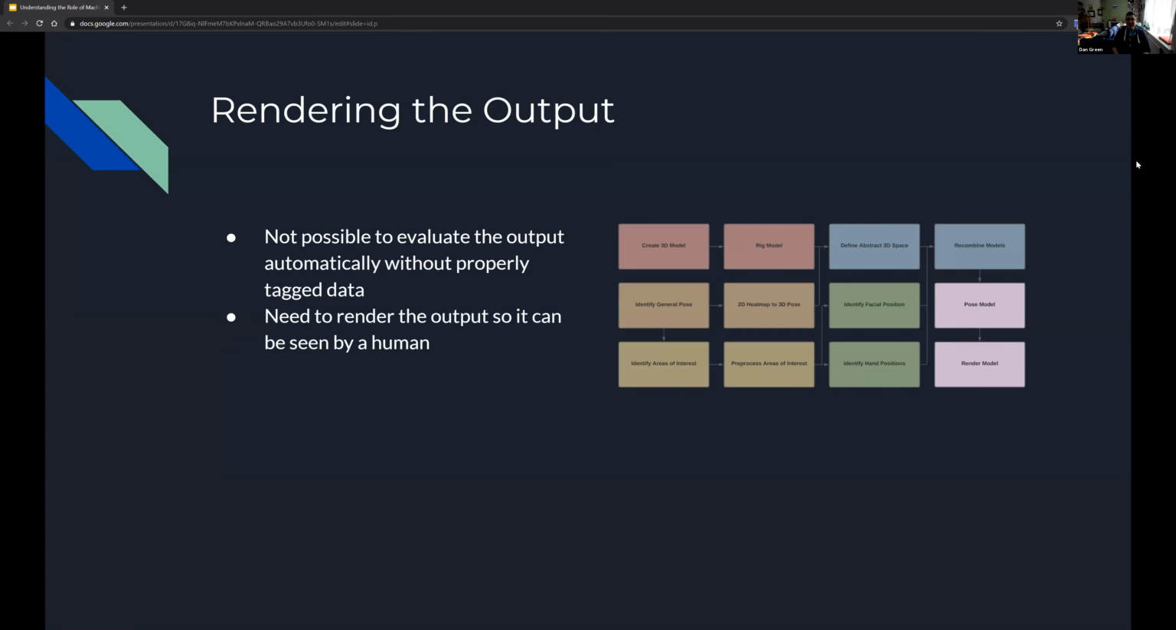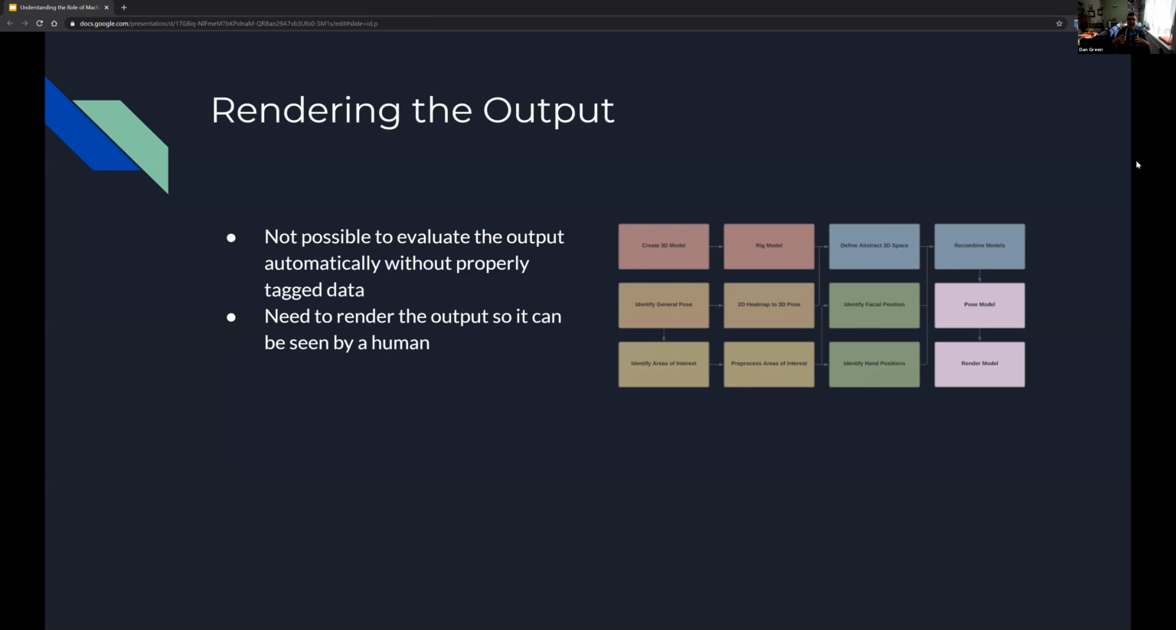So the first thing that would need to be done is actually pose the model, which is about positioning the model that I showed you earlier using the inferred model from the signer, making sure that that's done and then rendered in a way that humans can see.